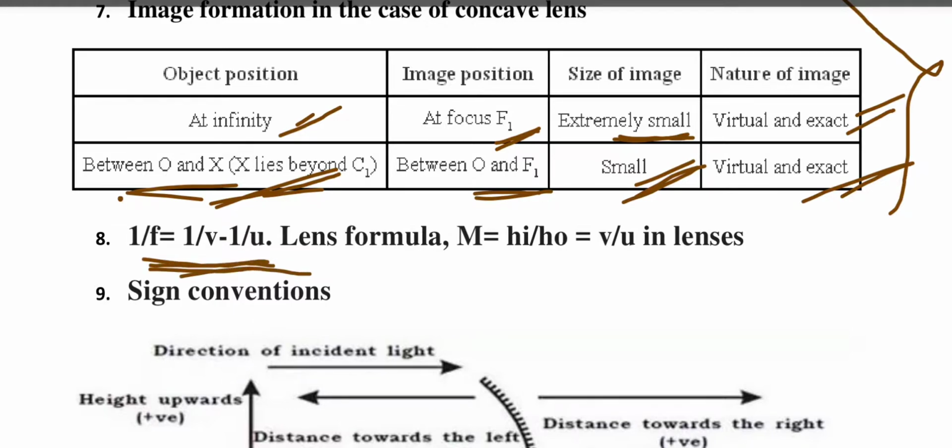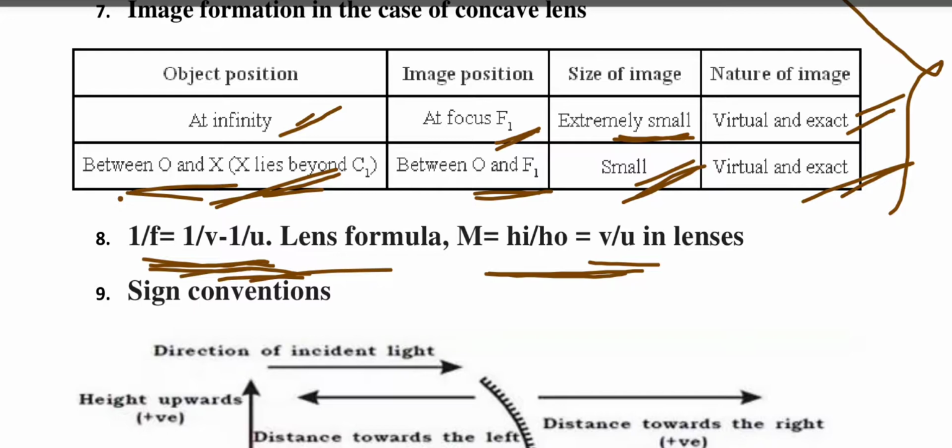So remember, while solving lens related problems, we will use this formula, that is 1 by f is equal to 1 by v minus 1 by u. So magnification in the case of lens will be m is equal to hi divided by ho, that is equal to v divided by u, or you can say m is equal to h prime by ho, that is equal to v by u.